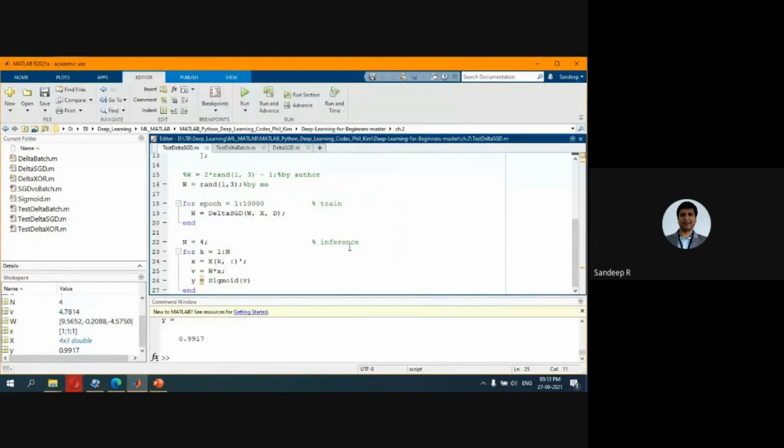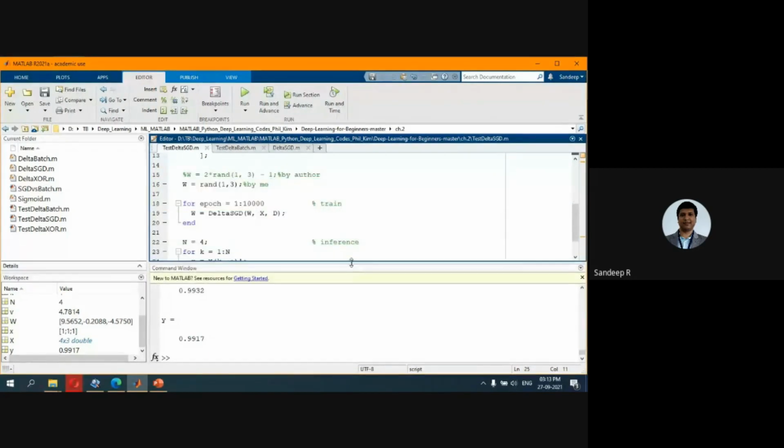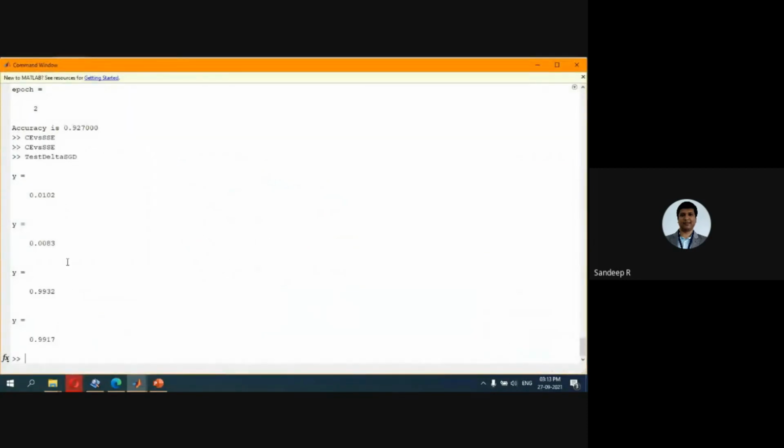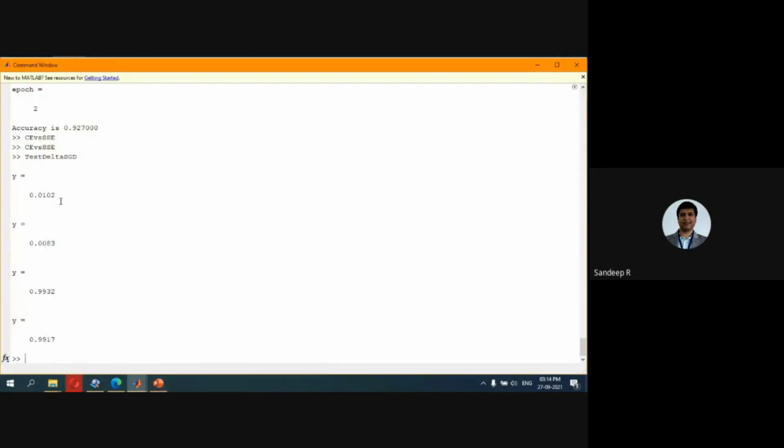Now let me show you what exactly. Let me undock it. Then it will be better. So I've undocked it. You can see that the output is 0.01, which is close to 0, 0.00, which is close to 0, and 0.99, which is close to 1, 0.99, which is close to 1. Remember what was the output? 0011, right? And we have got the output 0.01, 0.0083, 0.99, 0.99.